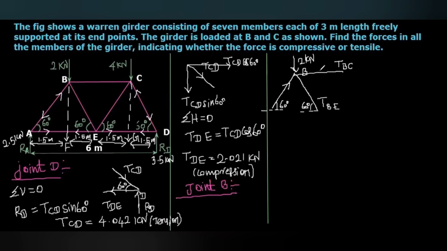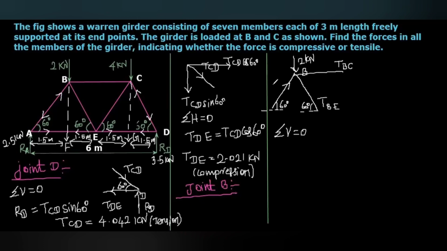But the direction and magnitude of these two forces, tension in the member BC and tension in the member BE, are not yet calculated. This only we are going to calculate. So here, as usual, first I am going to consider the summation of the vertical forces equal to 0. There are three possibilities of vertical forces. 2 kilonewton, that is a vertical downward force.